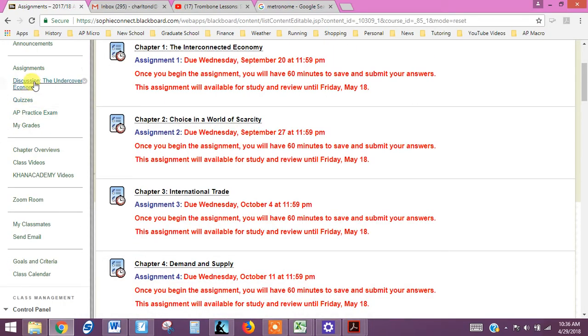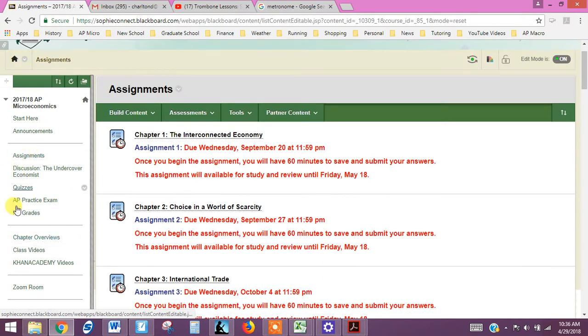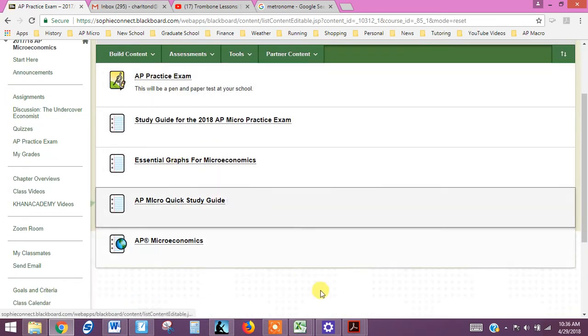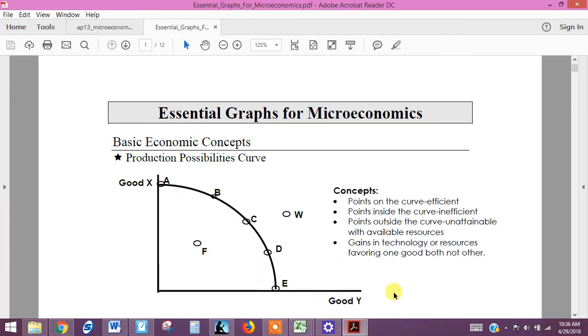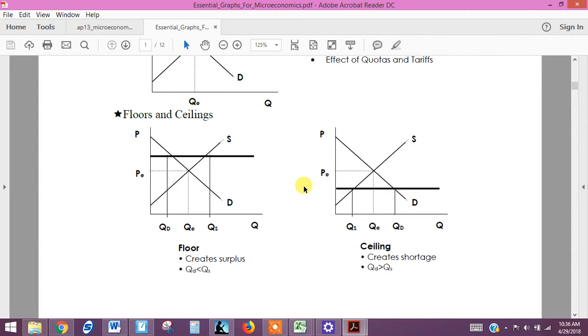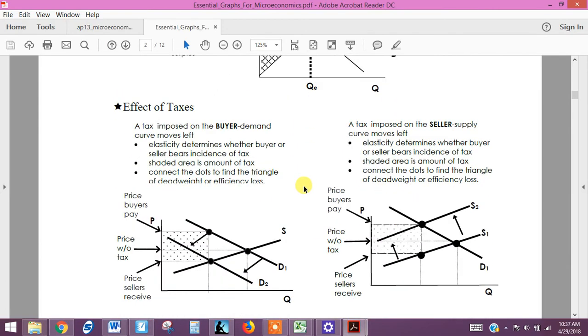And if you don't have that, or if you've lost it, if you go to your course menu item AP practice exam, you'll see it. You can download it right here. Okay? And the first graph that we're going to be drawing is a monopoly, and I'm sure it's in here. Let's just scroll down.